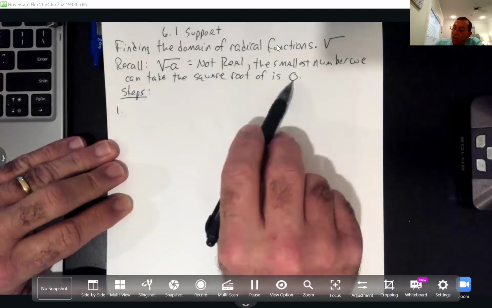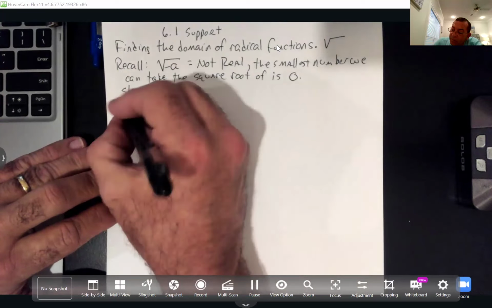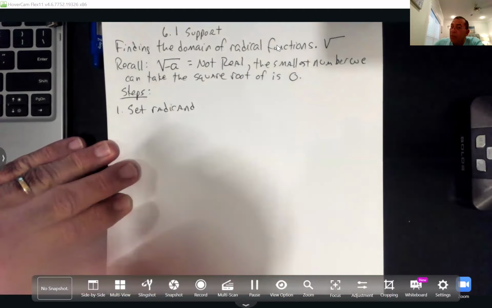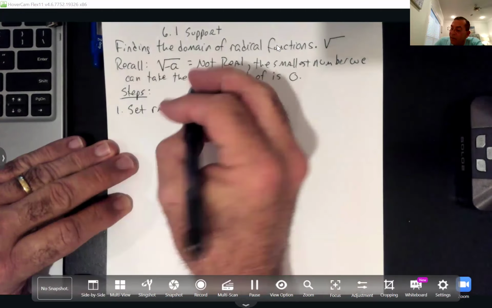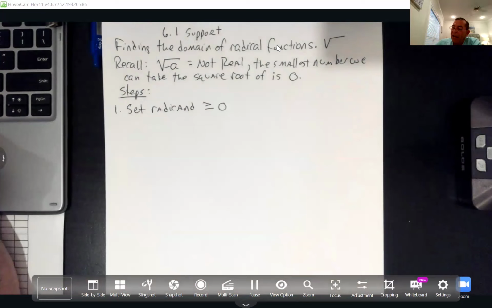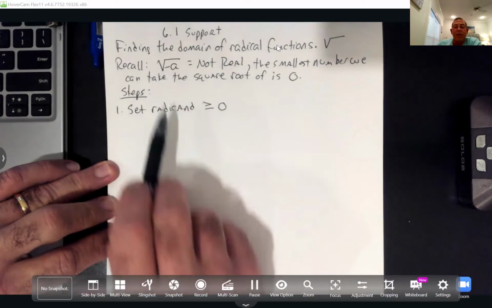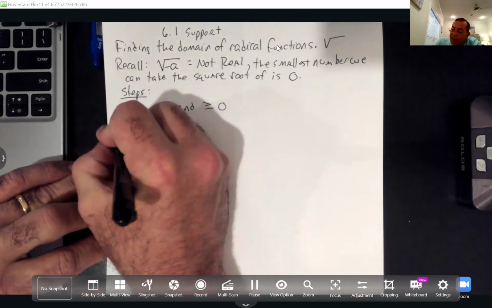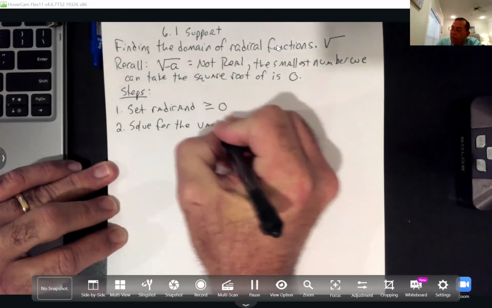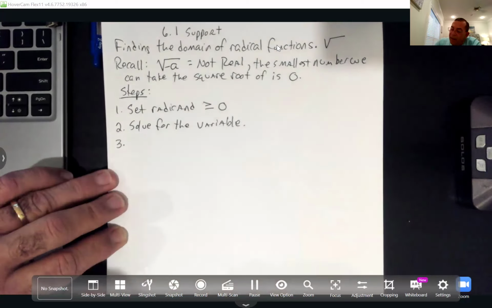So what we're going to do, we're going to set the radicand, which is the part under the radical, and it can equal 0, so we're going to set it greater than or equal to 0. Now remember, the radicand, like I said, is what's under the radical. So I set that greater than or equal to 0. I then solve for the variable. And then write the domain.